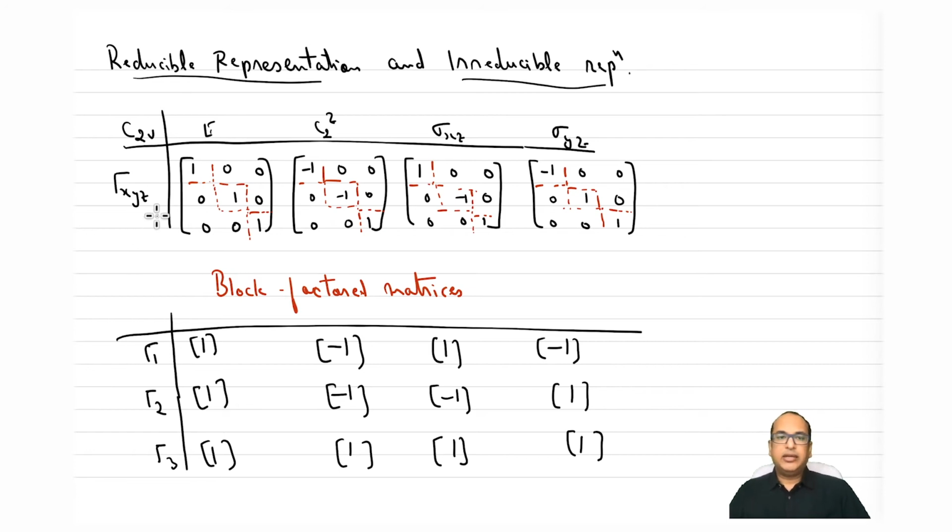So we can see that upon doing block factorization of these matrices, we can convert this into one of the basic sets of matrix representations which cannot be reduced further. So you cannot reduce a one-dimensional matrix further down, right? So this type of representation is called a reducible representation, and these types of representations are called irreducible representations which cannot be reduced further. Okay. Now, what is the advantage of this?